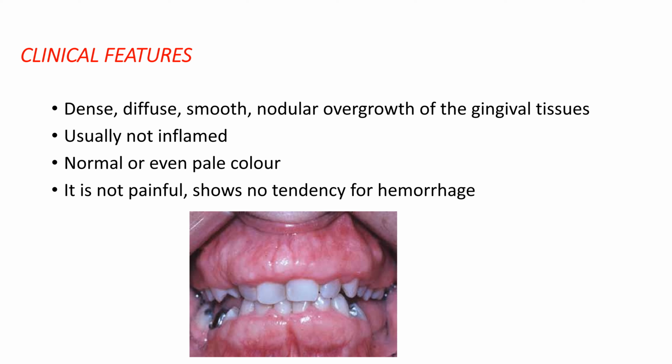It is diffused and it is not inflamed, and the color of the gingiva can be normal or it can be pale in color. Pale means lighter than the normal color of the gingiva. The normal color of the gingiva is coral pink. This diffuse enlargement is not painful and shows no tendency for hemorrhage or bleeding.